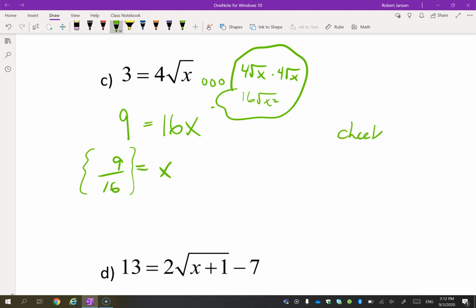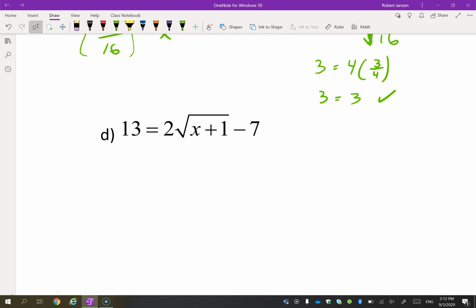Let's check. Make sure when you're doing these that you always put your solution in the original equation. The original equation, not one that you've worked with at all. So this is 4 times 3/4. And yes, this is going to be 3 equals 3. So that's good.